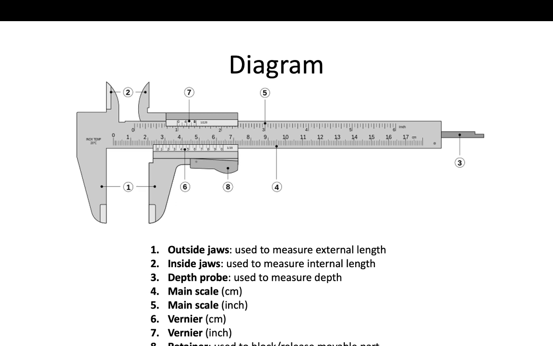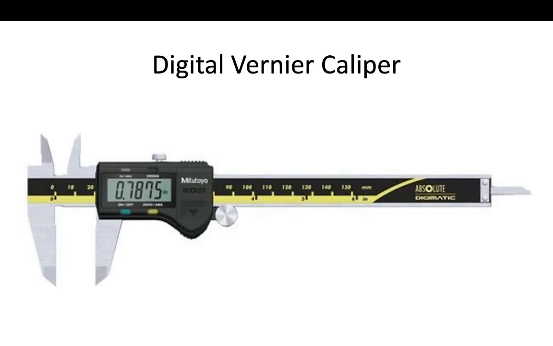Whenever we want to lock it at some specific measurement, we use the retainer to lock or release the movable part of the Vernier caliper. This is the digital Vernier caliper. Nowadays almost all labs have these. With this we need not worry about reading the exact pinpoint readings, because there are sometimes errors in reading those small centimeter readings. But with the digital Vernier caliper it's easy to read the measurements.